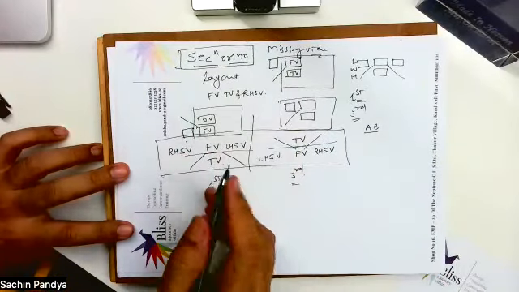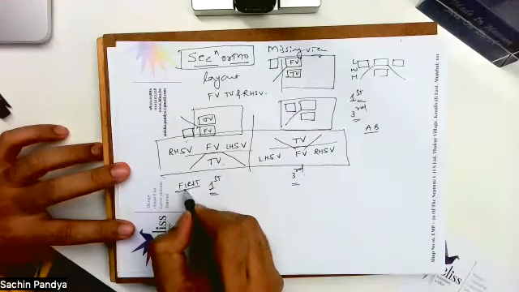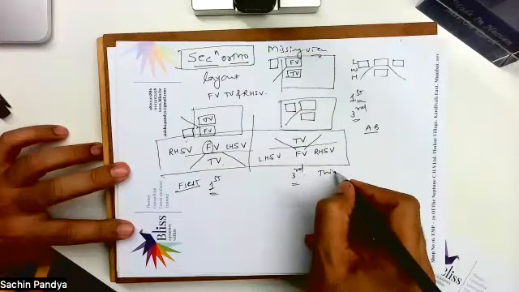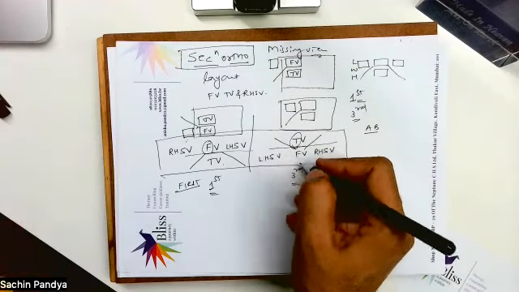I hope this is clear. First angle starts with F, F-I-R-S-T, so that's why front view is up. Third angle starts with T, that's why T is up. This way you can remember.